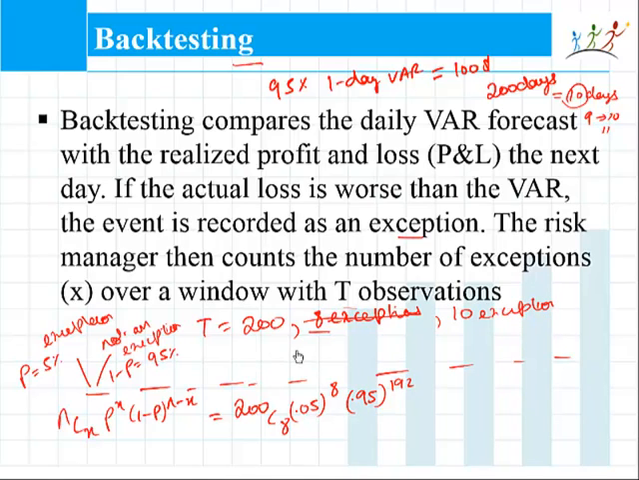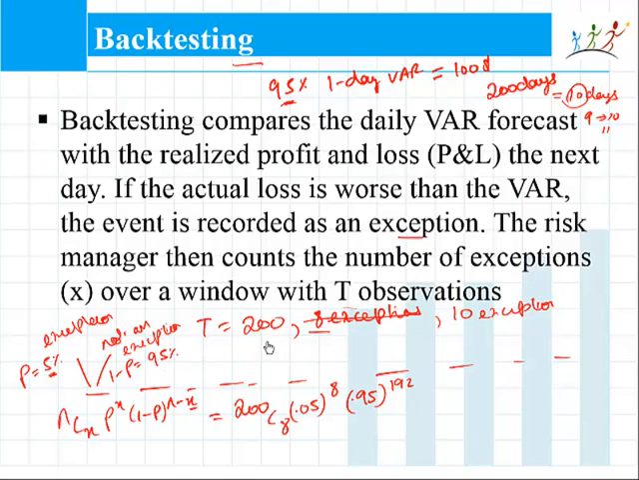can similarly be calculated as nCx p to the power x (1 minus p) to the power n minus x, because the probability of seeing an exception in any one trial is again 5%, since it's a 95% VAR, so 5% chance that the loss will exceed the VAR. And the probability of seeing no exception, that is loss being less than the VAR, is 95%.